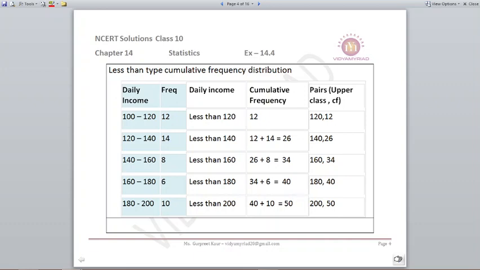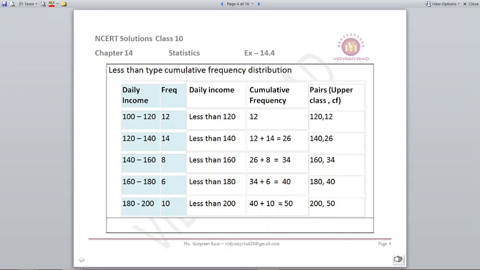The blue color which you see is the question part. I have written it here for easy reference. Daily income and the frequencies are already given in the question. We have to convert it into less than type. So for 100 to 120, we will use the upper class limit, so we will write less than 120. The second will become less than 140, then less than 160, less than 180, and less than 200. So this is the less than type form of daily income.